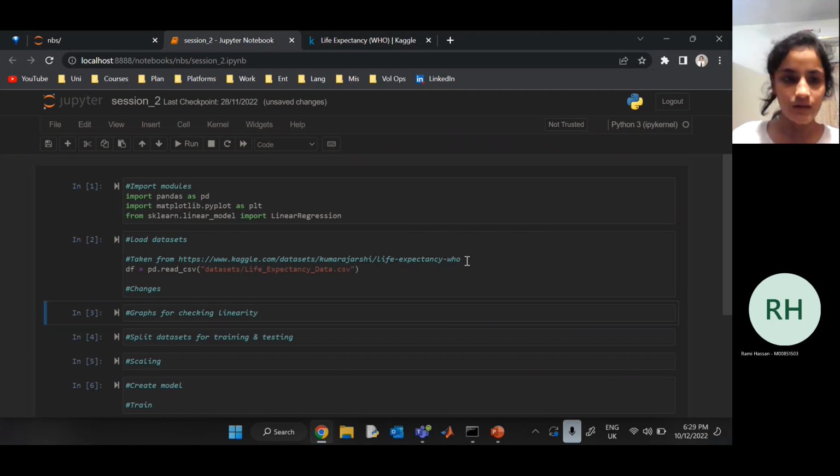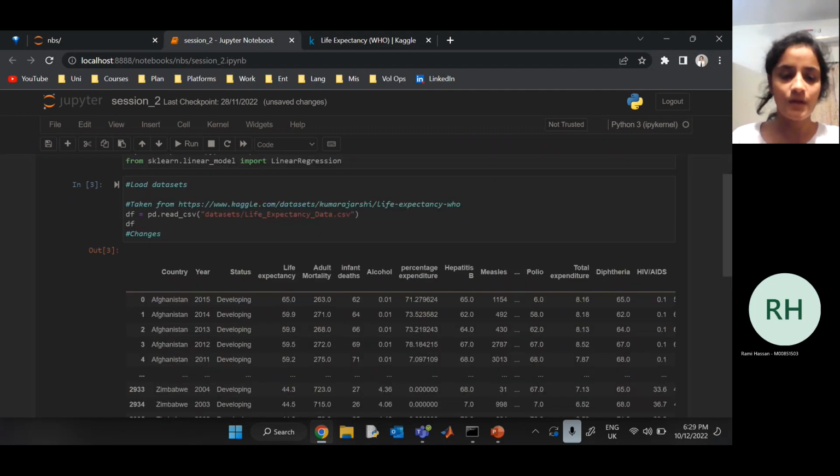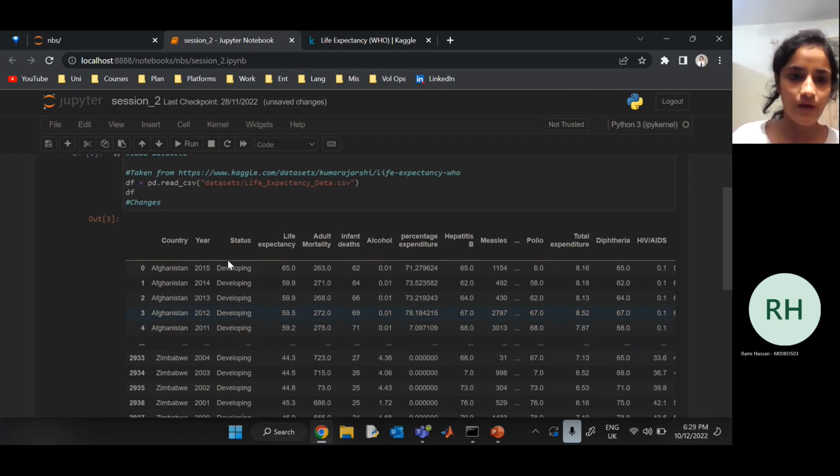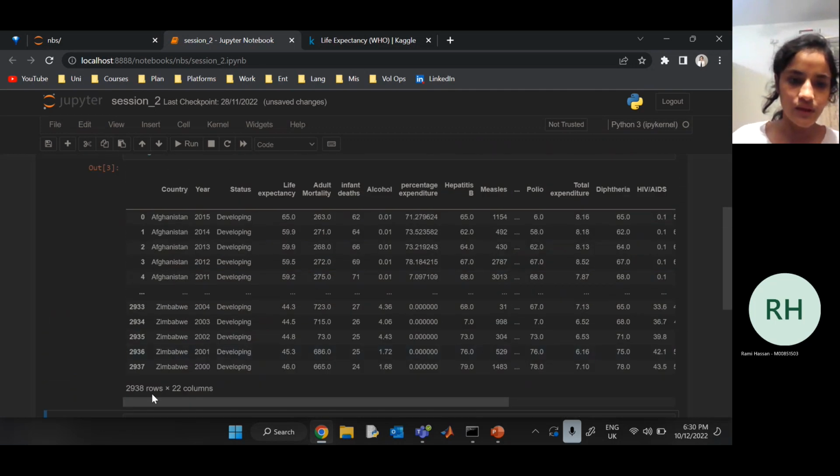Okay. Let me run that if it comes properly. Let's see the data frame. Okay, so this is my data frame. We have country, year, status, life expectancy, adult mortality, and so on. It's the whole frame. We have almost 3,000 rows and 22 columns. It's 21 features, and that one column is our life expectancy.